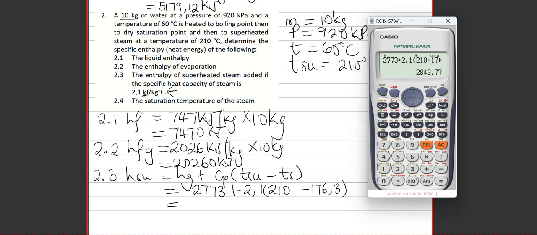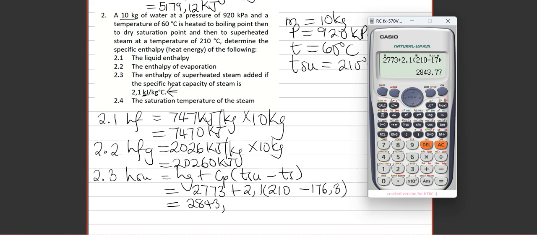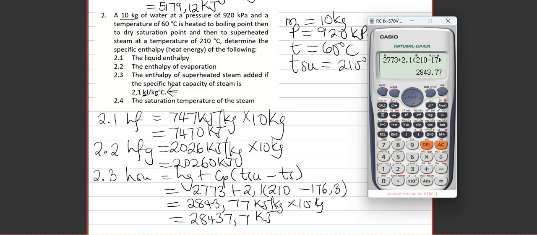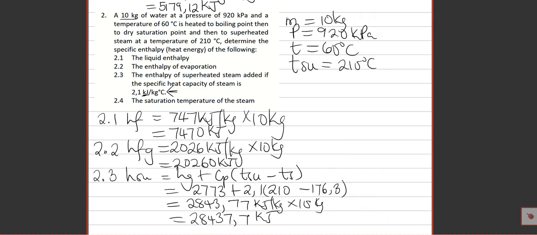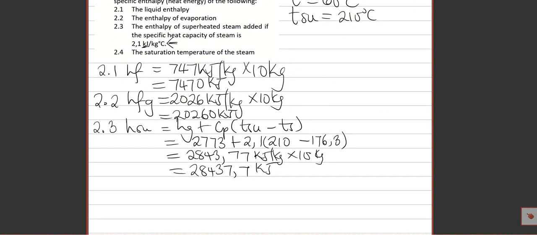We have 2843,77. This is kilojoules per kg times 10 kg, 28437,7 kilojoules. I hope I'm not making any mistakes. Let's confirm our Hg again. Hg 2773. Yeah, no, it's fine. Yeah, and that's our answer.